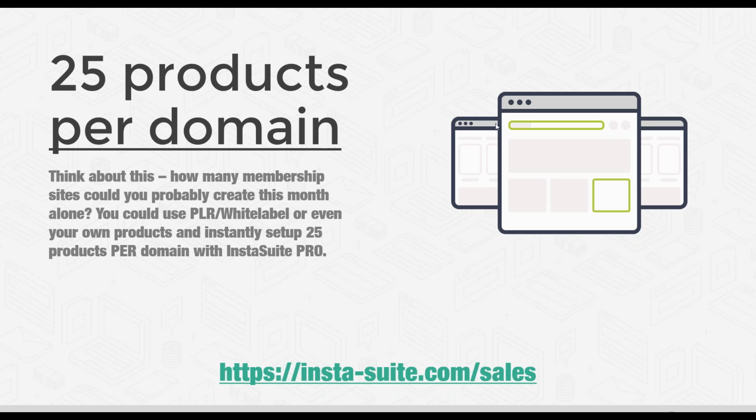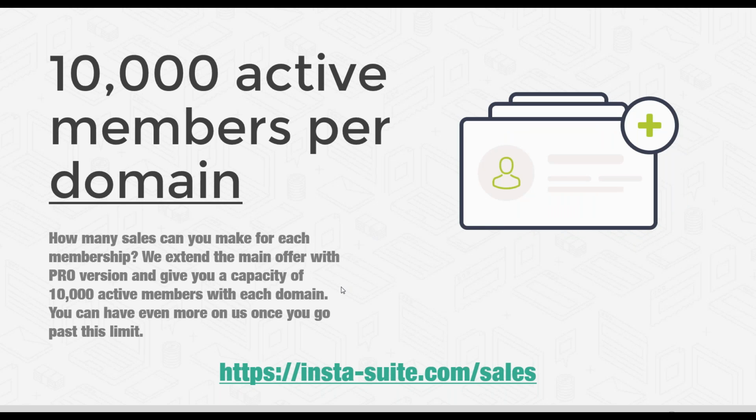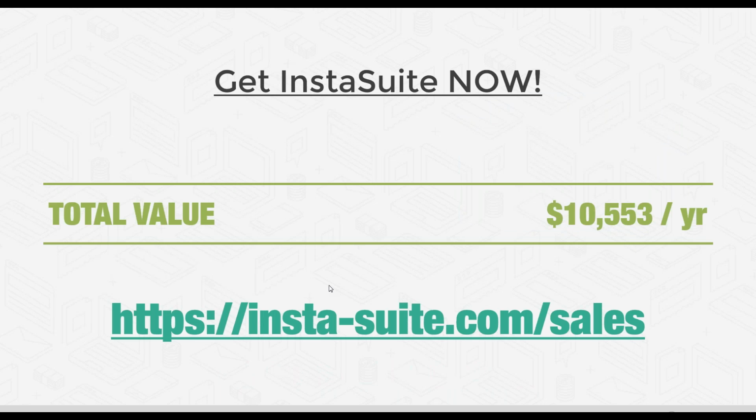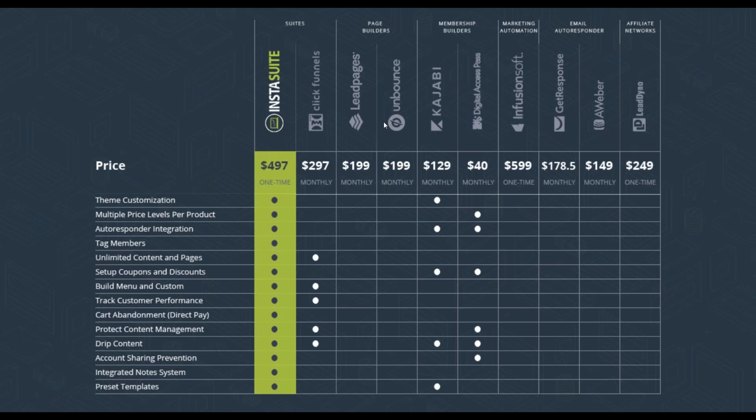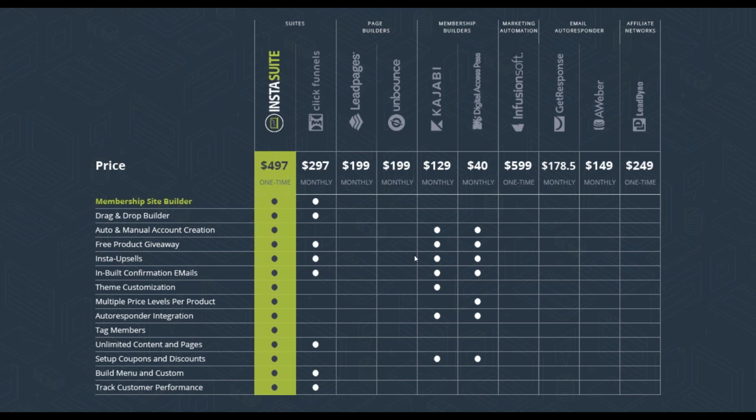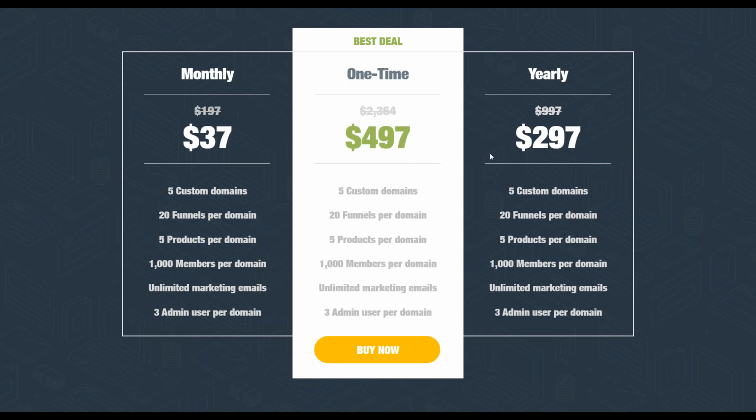All right, guys, let me know if everything is clear. Let me give you a quick recap of everything. Again, this is the pricing for the main offer right now. You can either get it at a monthly price of $37, yearly at $297, or $497 for the one-time lifetime access fee. You get 5 custom domain names that you can use, or you can use the default domain name that comes with InstaSuite.